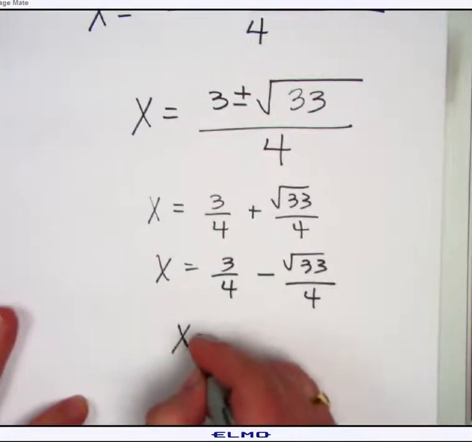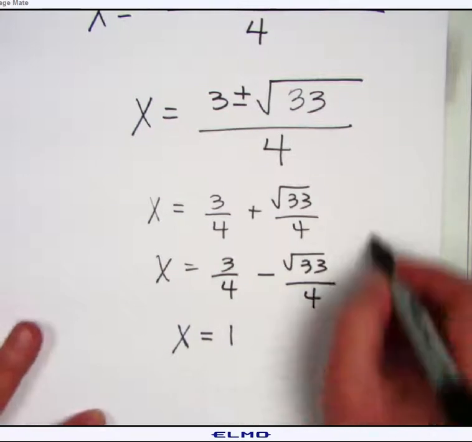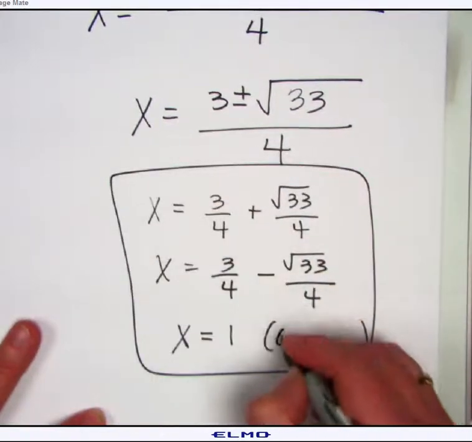So also, I need to keep in mind that I did have another solution. Let's not forget that one, at x equals 1. And that one came from the graph.